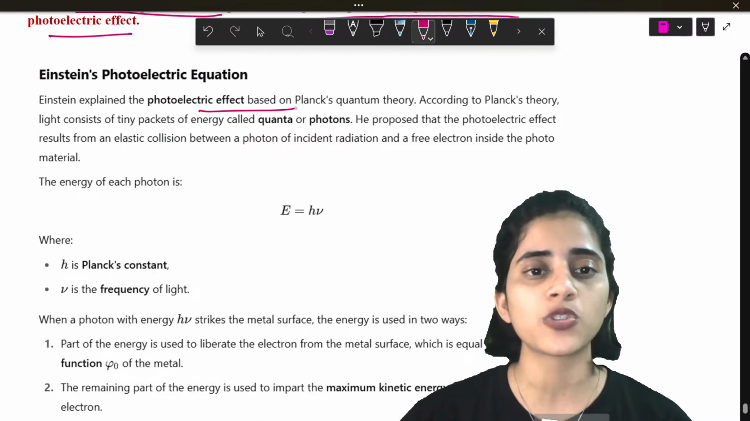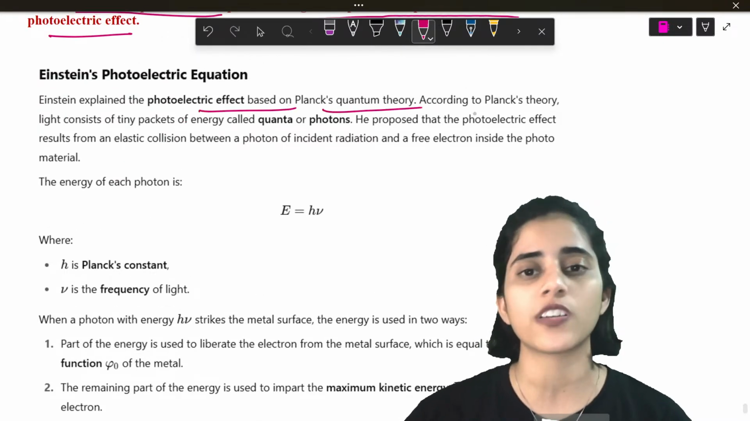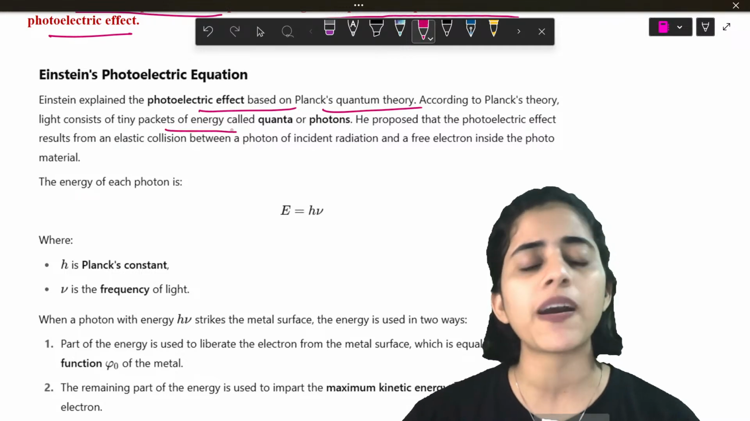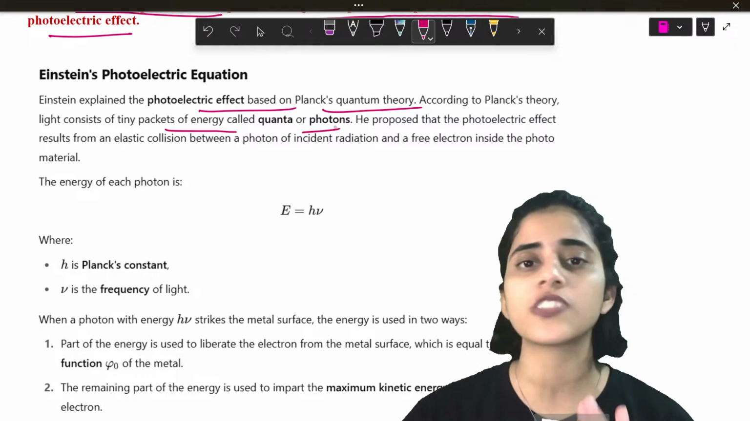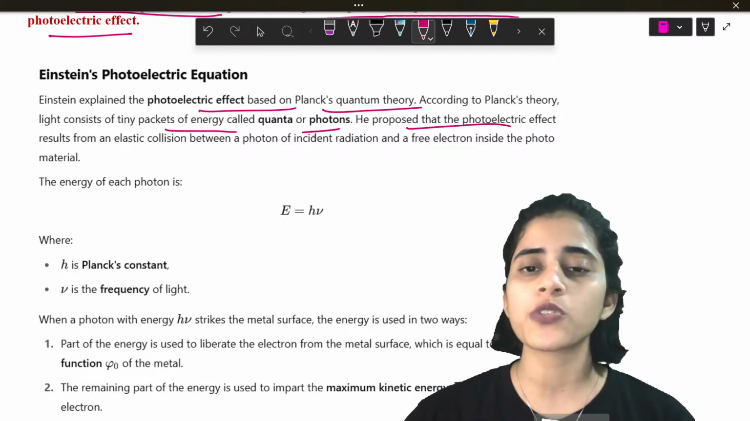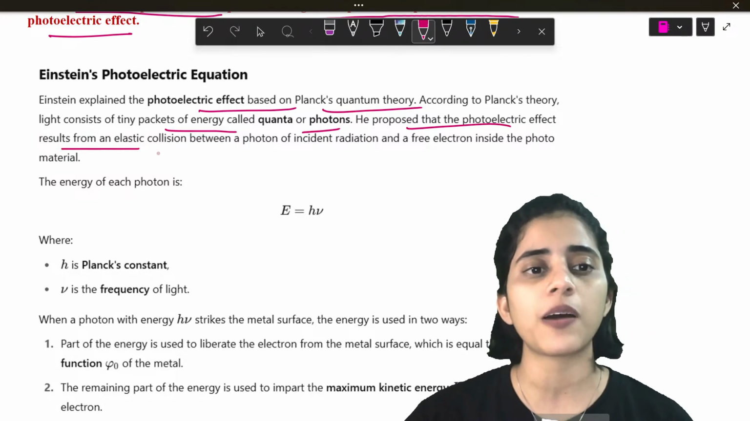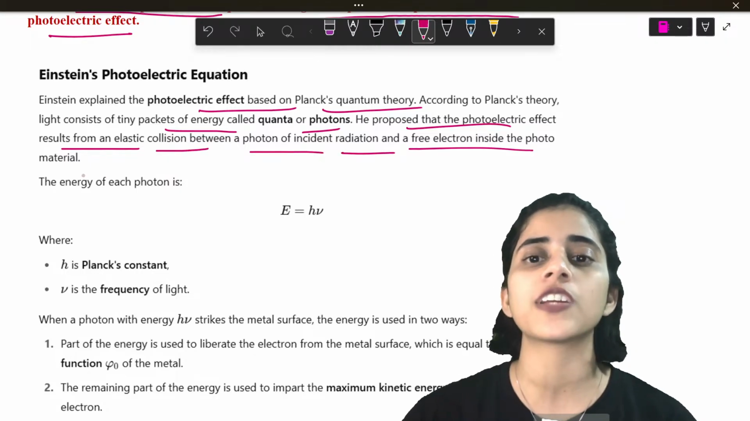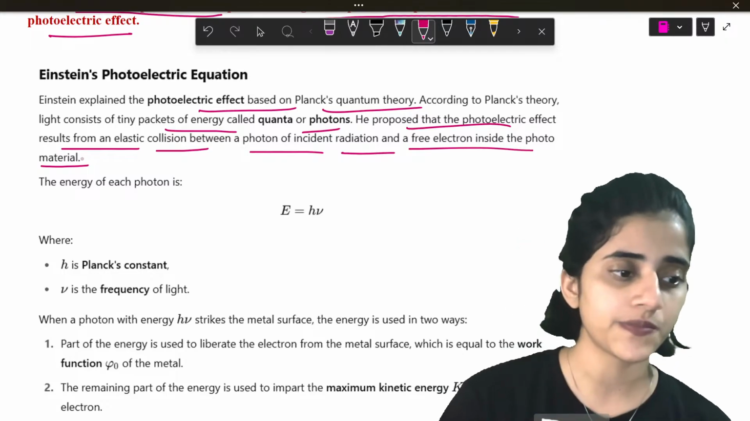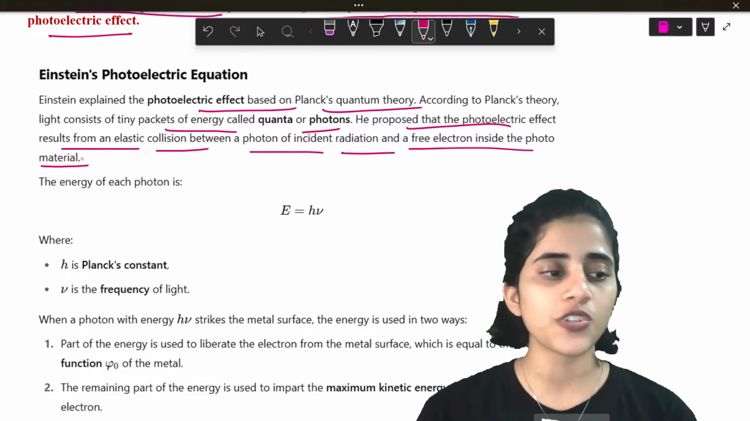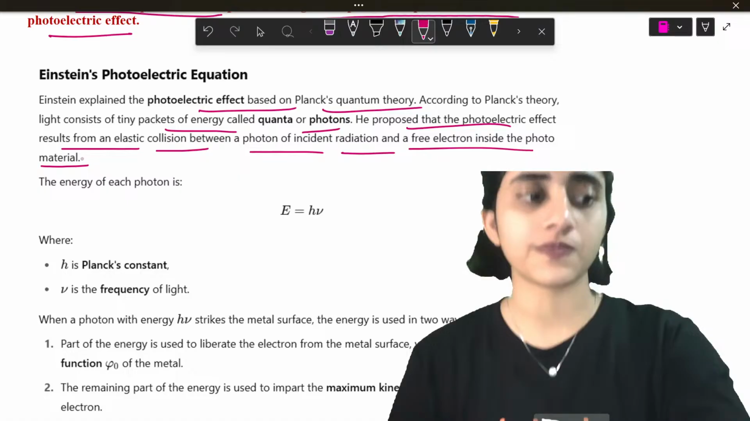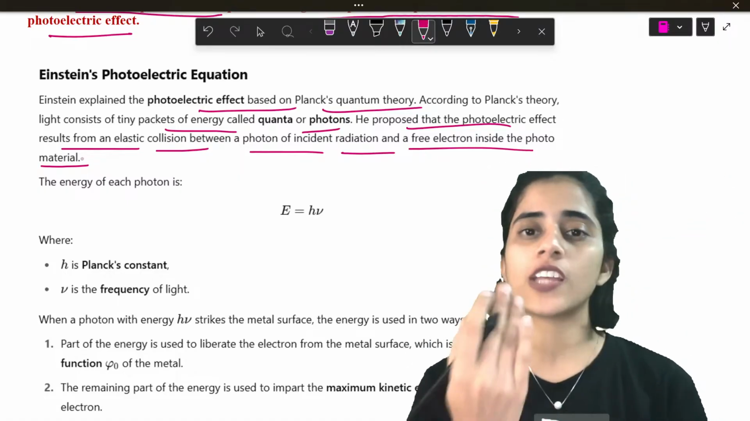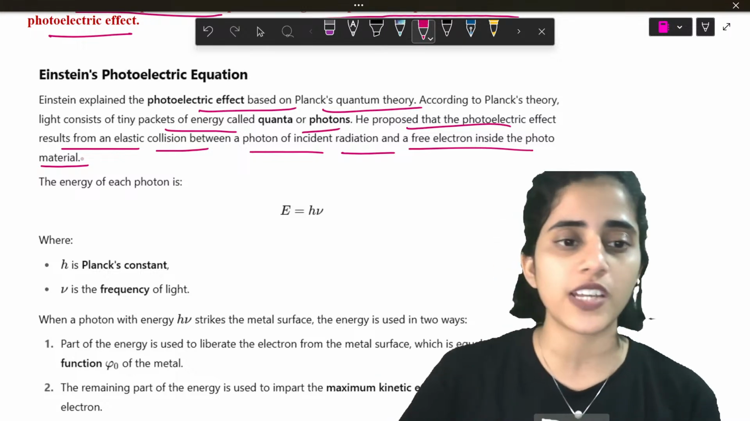Einstein explained the photoelectric effect based on Planck's quantum theory. According to Planck's theory, light consists of tiny packets of energy called photons, something we already learned. He proposed that the photoelectric effect results from an elastic collision between a photon of incident radiation and a free electron inside the photometal. The energy of each photon is E equals h nu. What is h? h is Planck's constant, nu is the frequency of light.